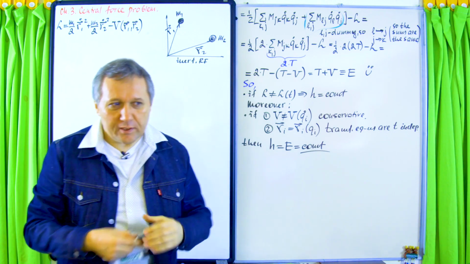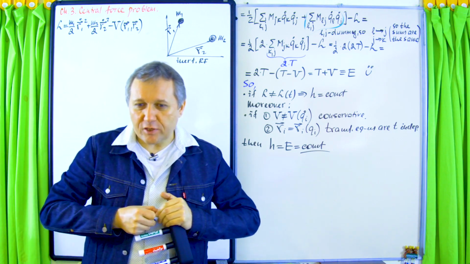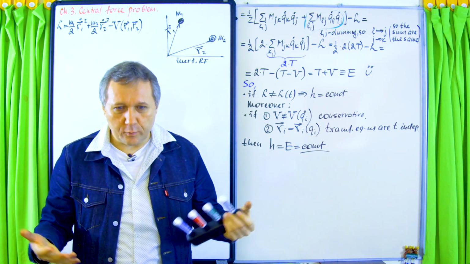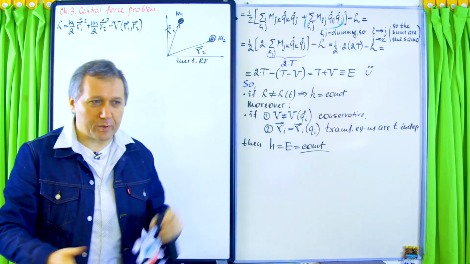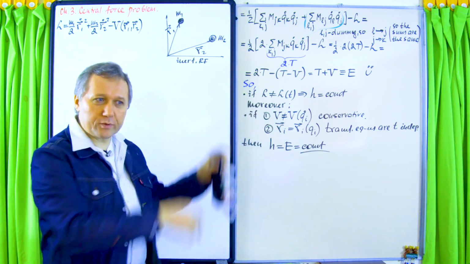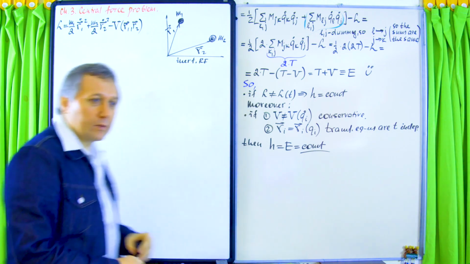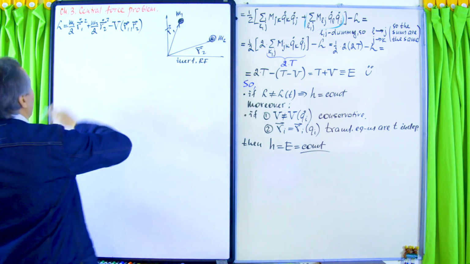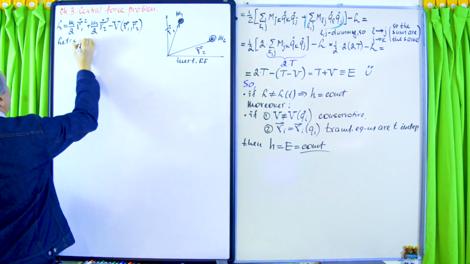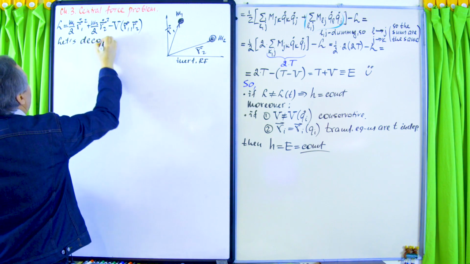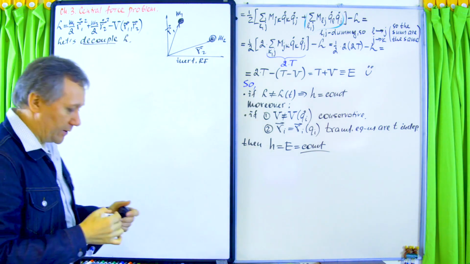Dealing with a coupled system is not fun. Of course, if there is a chance of avoiding it, go and try to rewrite your problem, reformulate, go to some coordinates in order to decouple stuff. So let's try to decouple. The problem is it's coupled. So let's decouple L, because that's the problem with this Lagrangian.